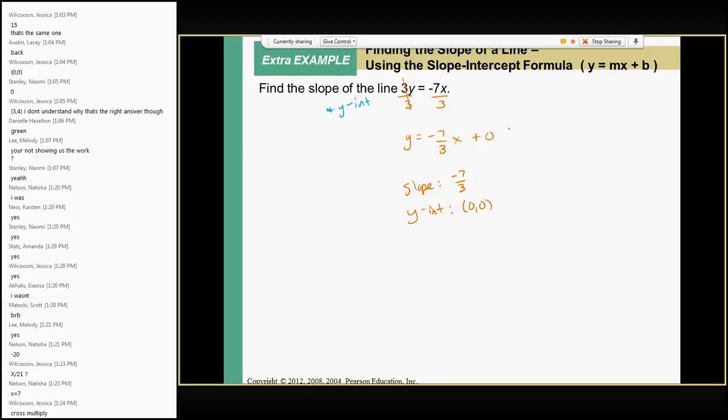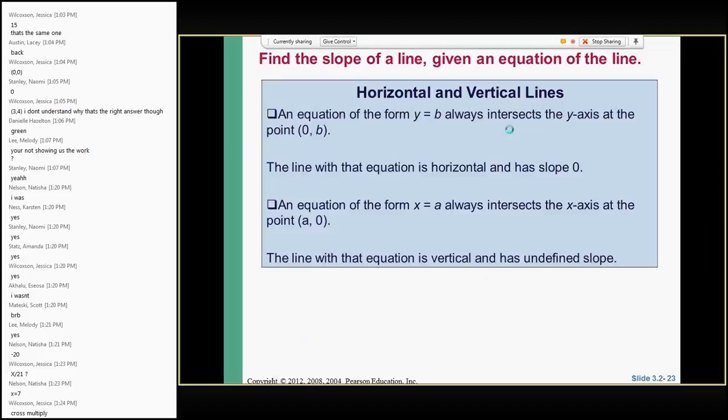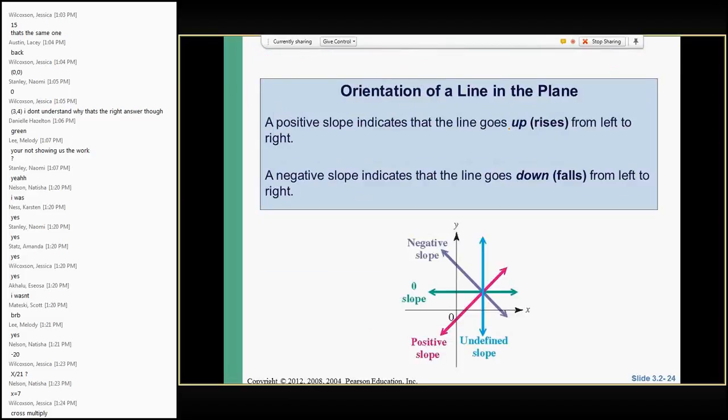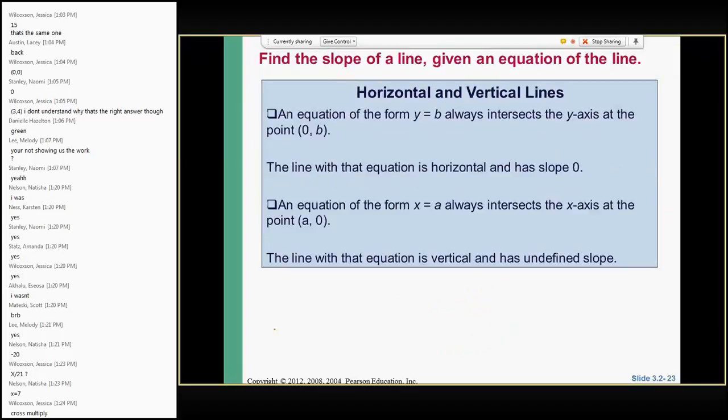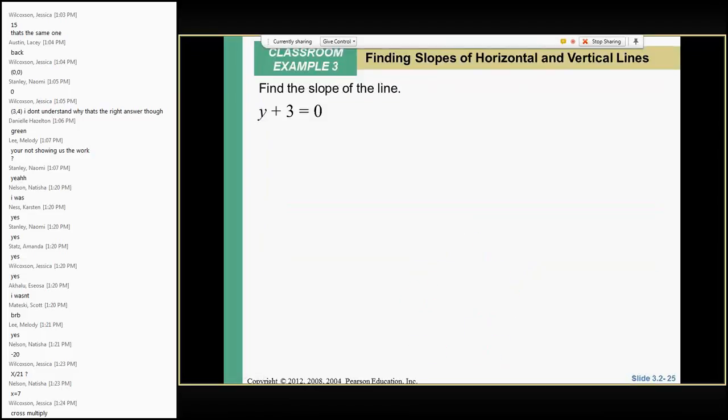All right, now we're going to go into, sorry, I had to go through these a little bit more. We were talking about horizontal and vertical lines. We said earlier that if you have a horizontal line, your slope is 0. So it looks like that. If it's a vertical line, you're going to have undefined slope. So that looks like this. Okay. So let's go ahead and look at some of these.